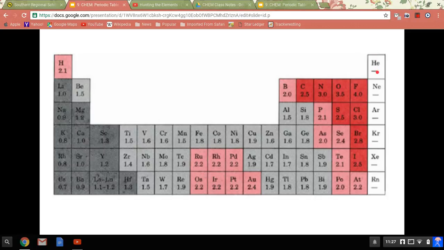Notice that the noble gases over here do not have electronegativities listed. This is because they don't have electronegativities. They don't like to bond with other atoms. They already have full valence shells, so their electronegativity you can just think of as being 0.